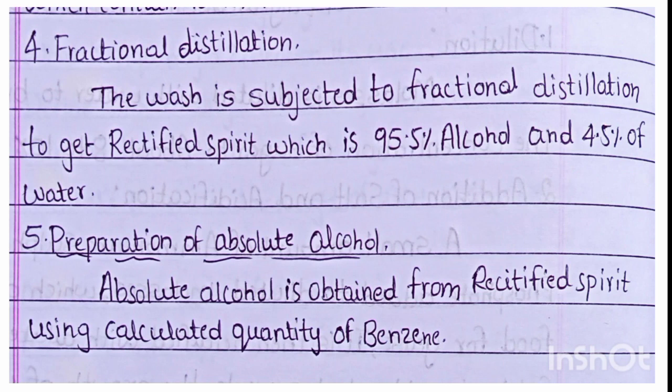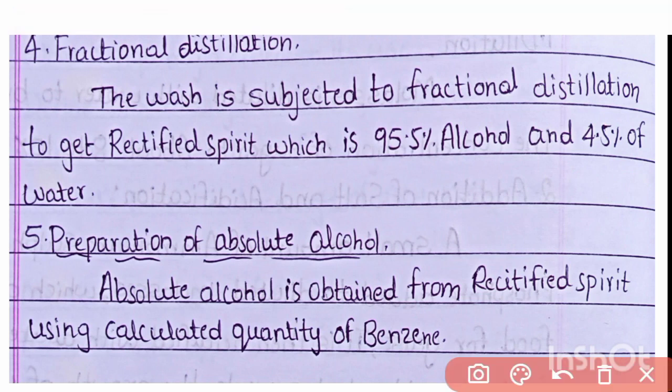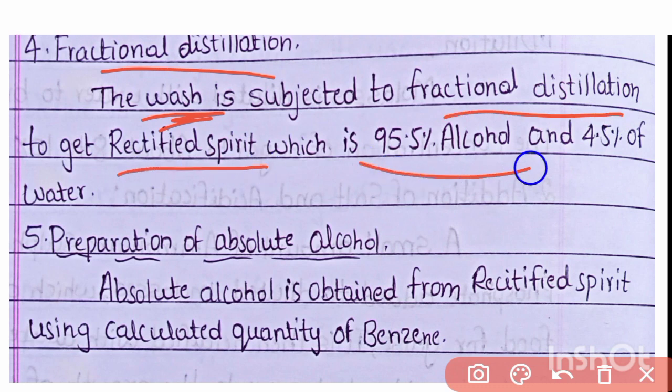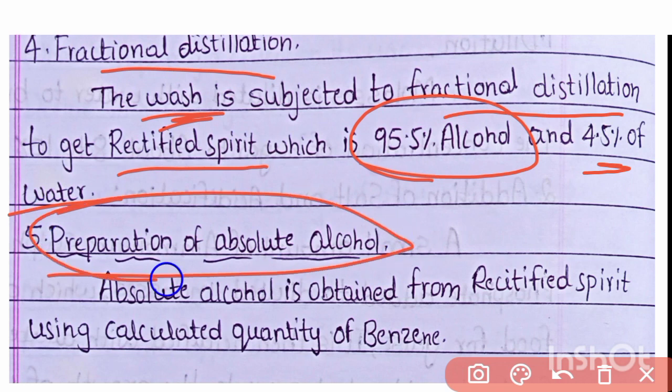Next, the fourth step is fractional distillation. The wash is subjected to fractional distillation to get rectified spirit. Rectified spirit contains 95.5% alcohol and 4.5% water. The last step is preparation of absolute alcohol. Absolute alcohol is obtained from rectified spirit using a calculated quantity of benzene.